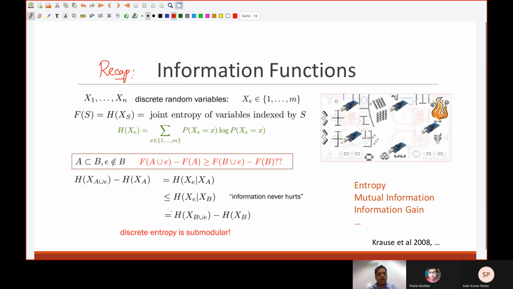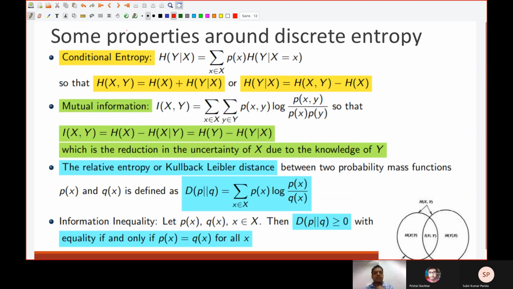And then we also looked at a notion of the information gain, right? So h of A union E minus h of A, that's the gain you get. So there are entropy, mutual information, information gain, conditional entropy. Then we also defined the notion of KL divergence, and so on, right? So, beginning with conditional entropy.